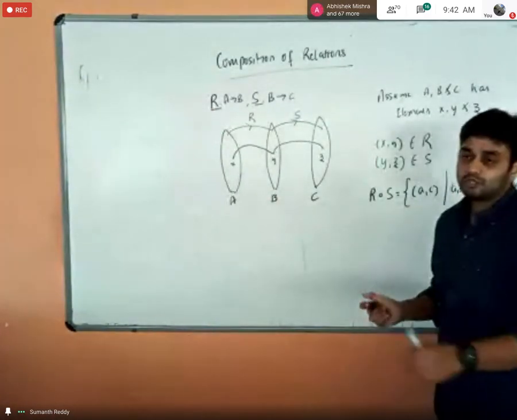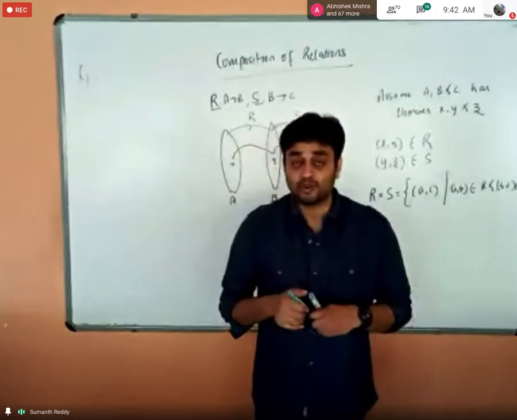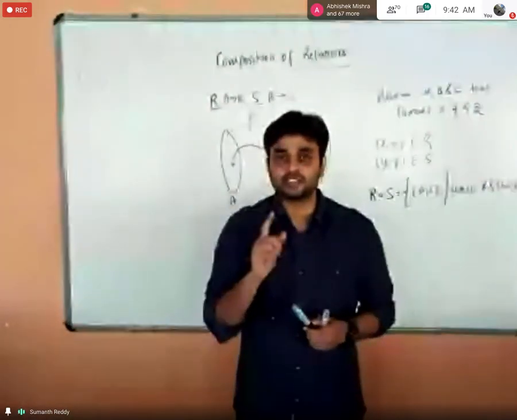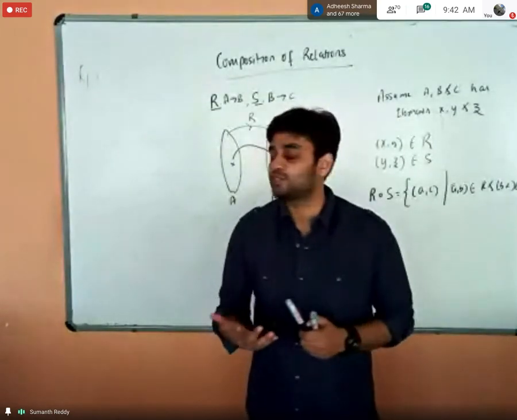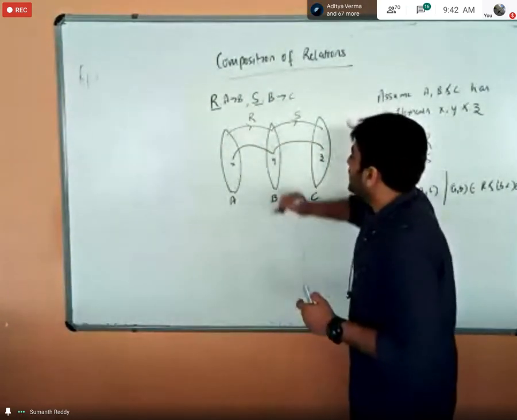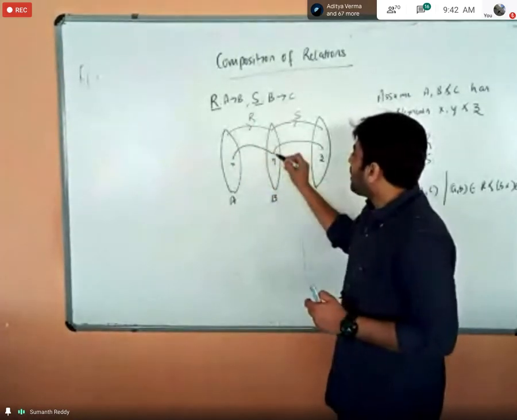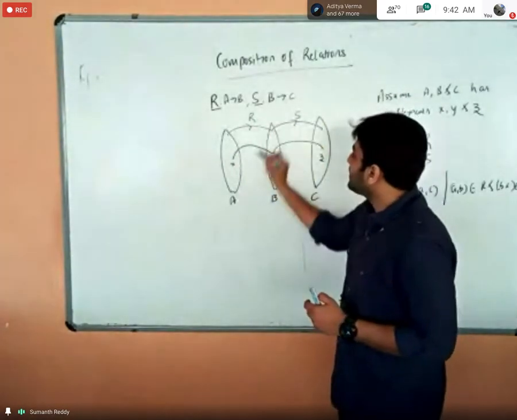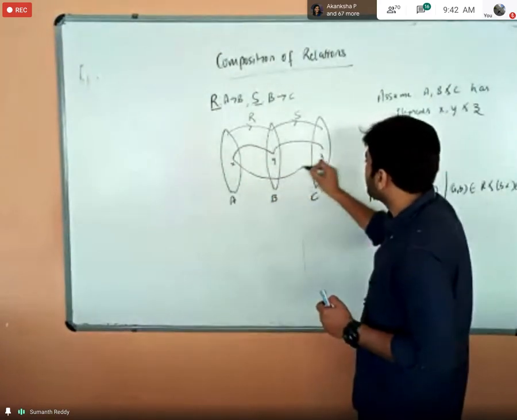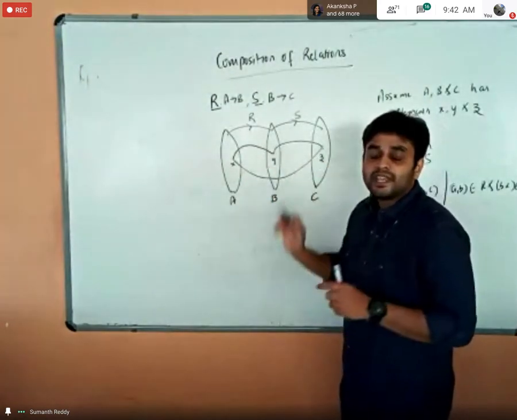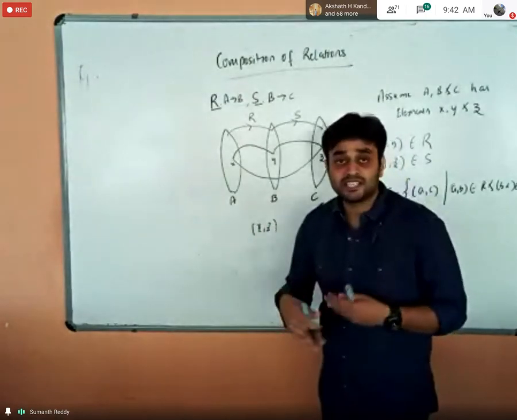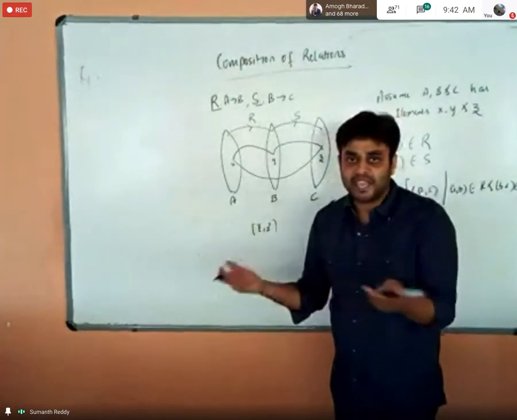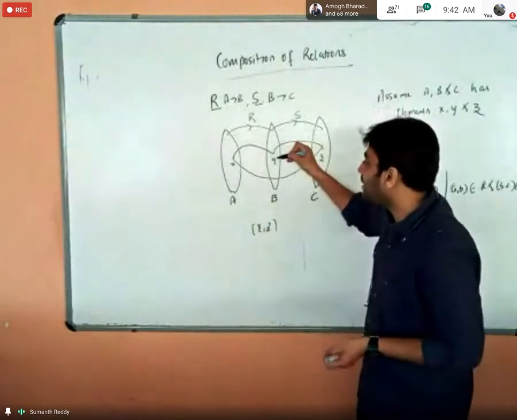In simple words, you will understand this better only when I solve the problems. Now I am trying to give some idea about this composition of relation. If x comma y belongs to R and y comma z belongs to S, then R composition of S will contain the element xz. In other words, if I have to include the element xz, there should exist one more element. It can be any element. In this example, the element is y.